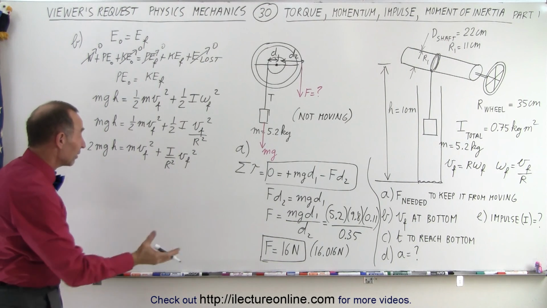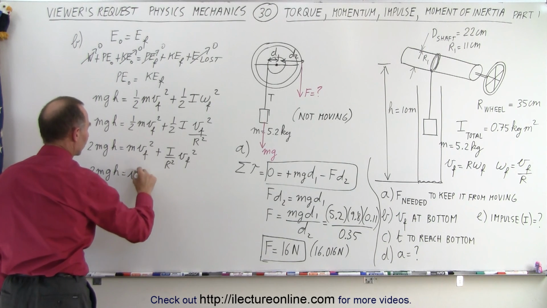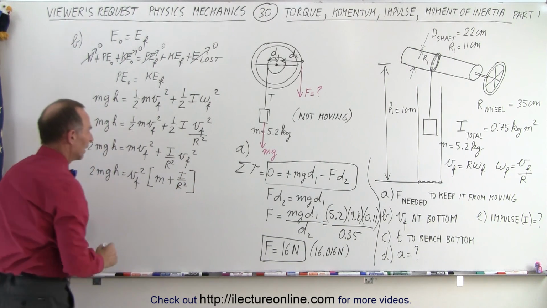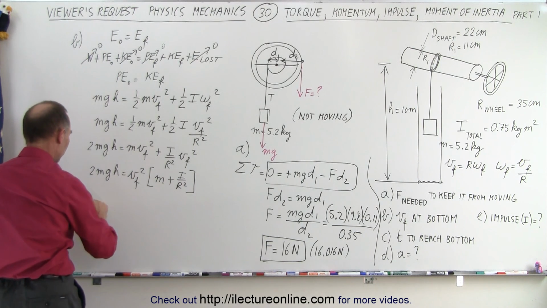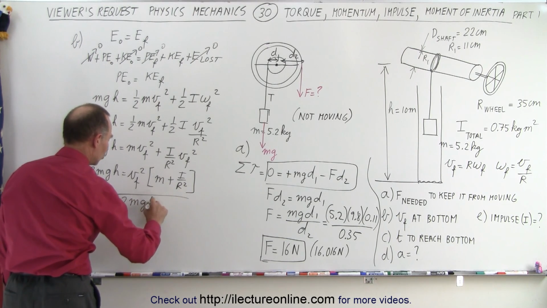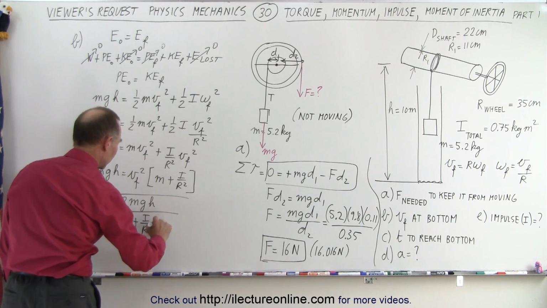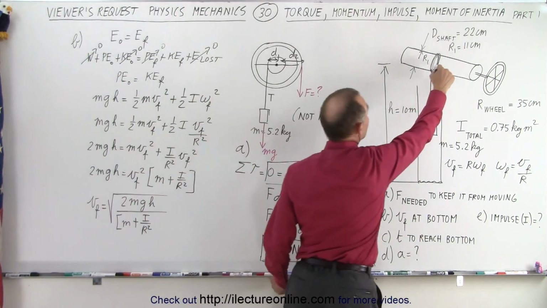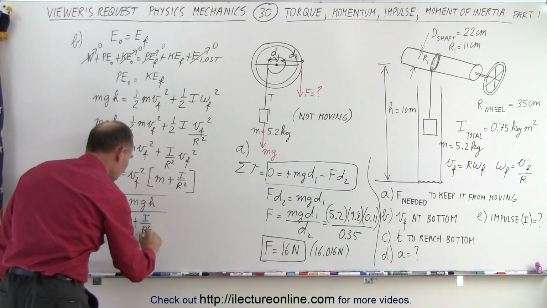Since we're looking for v final, we can factor out a v final. So we get 2 mgh equals v final squared times m plus I over r squared. And so finally, we can solve all this by dividing both sides by this and taking the square root. So v final is equal to the square root of 2 mgh divided by m plus I over r squared. Now, which r are we talking about? Well, it is the r right here where the rope is over the shaft, because that's the one that's related to the velocity, so this has to be r1 squared.